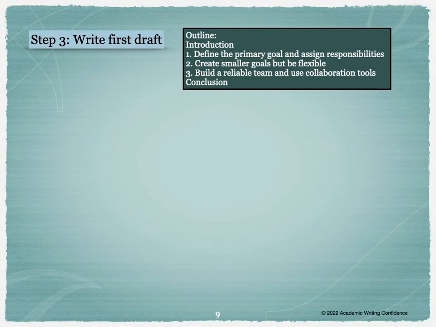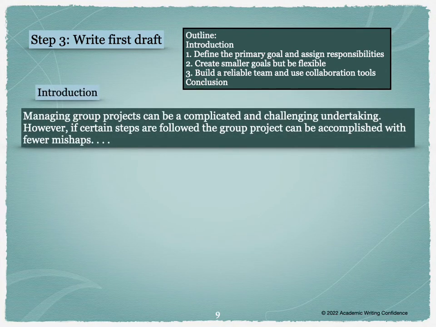Step 3 is to write the first draft. Using your outline, you will want to begin writing your essay. In the introduction, you could write something like this. Managing group projects can be a complicated and challenging undertaking. However, if certain steps are followed, the group project will be accomplished with fewer mishaps. Now, you would continue finishing your introduction paragraph with your purpose and method for explaining this topic, including the thesis statement.